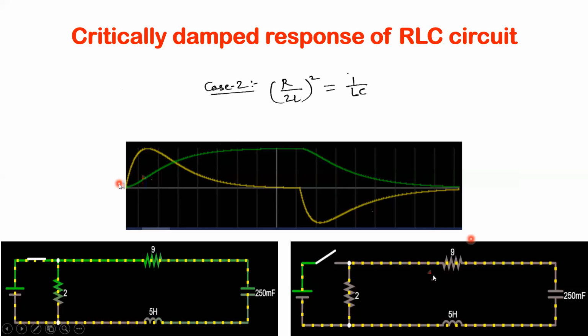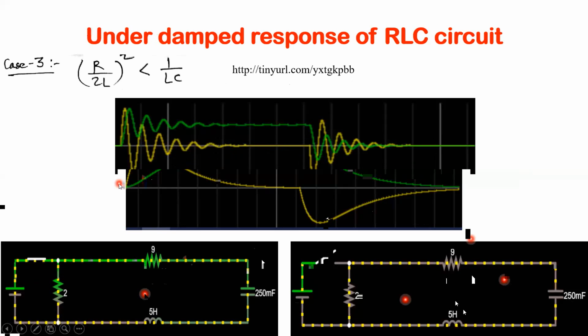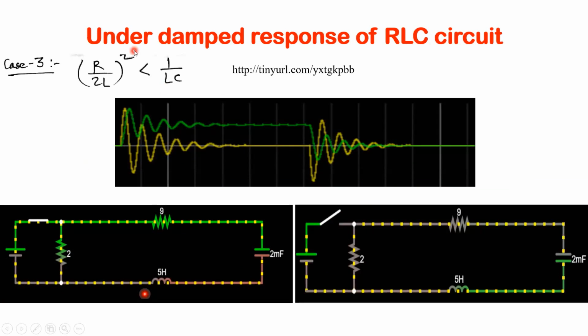And how I have selected all these values, I will let you know in a very short time. And this is the underdamped response, where (R/2L)² is less than 1/LC. Then these are the values, and such oscillations will take place.